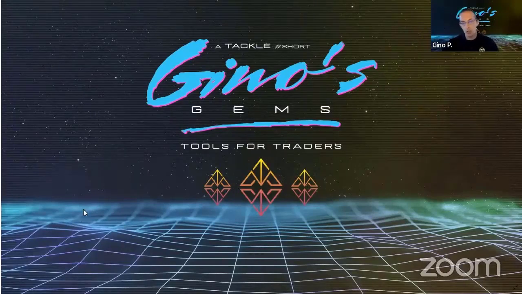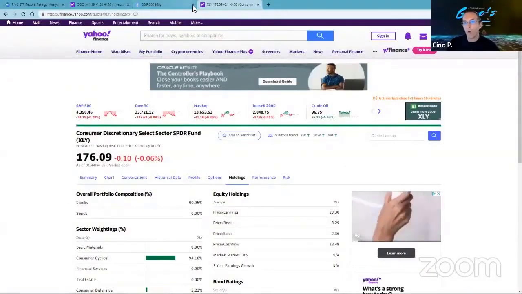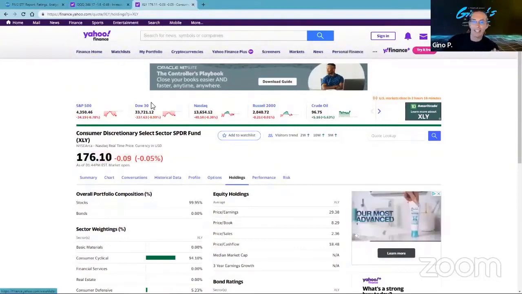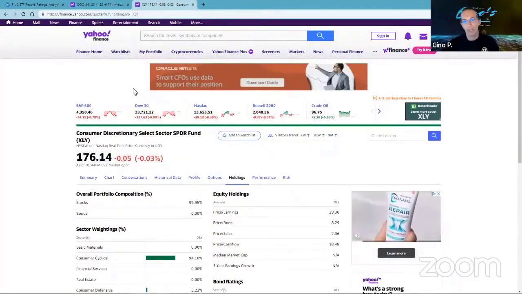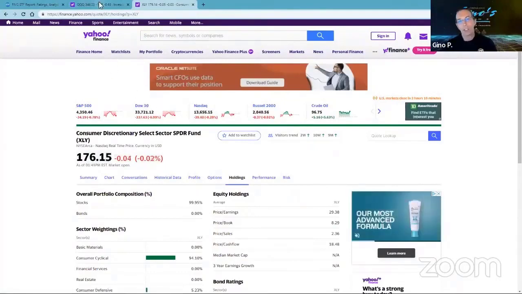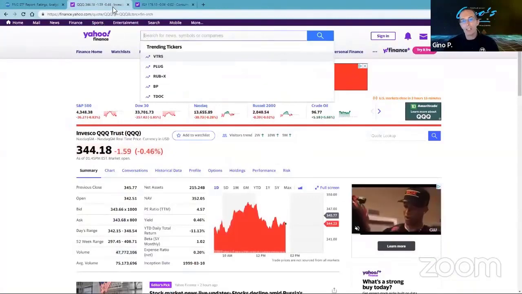This one I have for you is a pretty easy one. I've talked about this many times: how do you find out what stocks are in an exchange traded fund, an ETF? For example, the number one exchange traded fund out there, SPY or Triple Q, what have you. There's a lot of places.